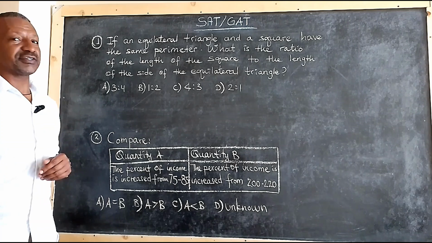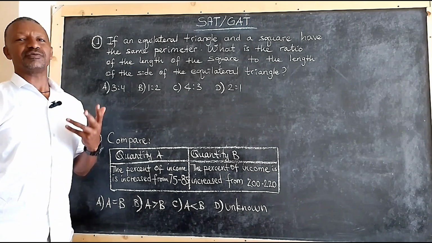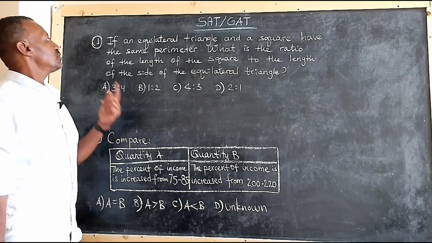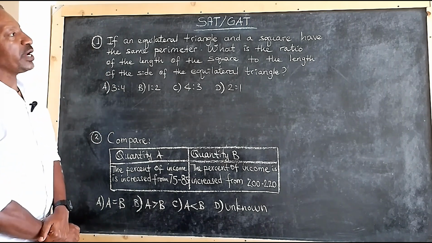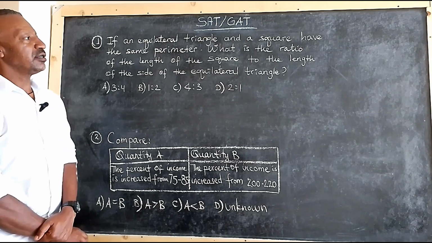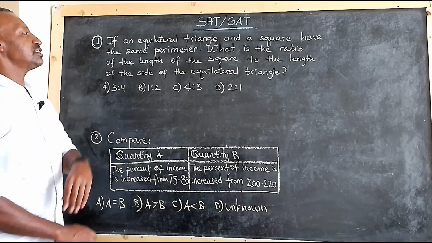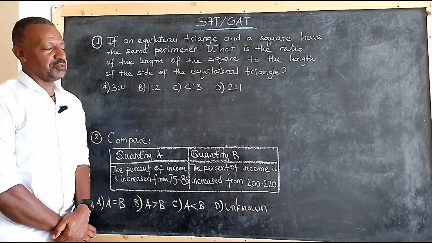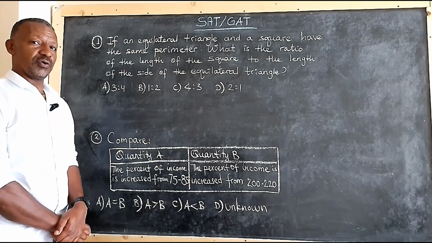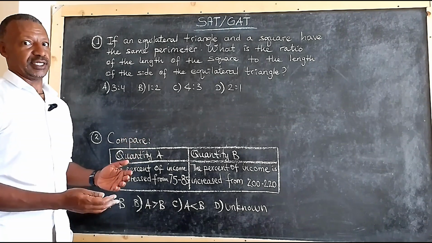The first one, as you can understand, is about geometry, right? It says, if an equilateral triangle and a square have the same perimeter, what is the ratio of the length of the side of the square to the length of the side of the equilateral triangle? Very simple question. It's a ratio question, a ratio related to geometry. Okay?